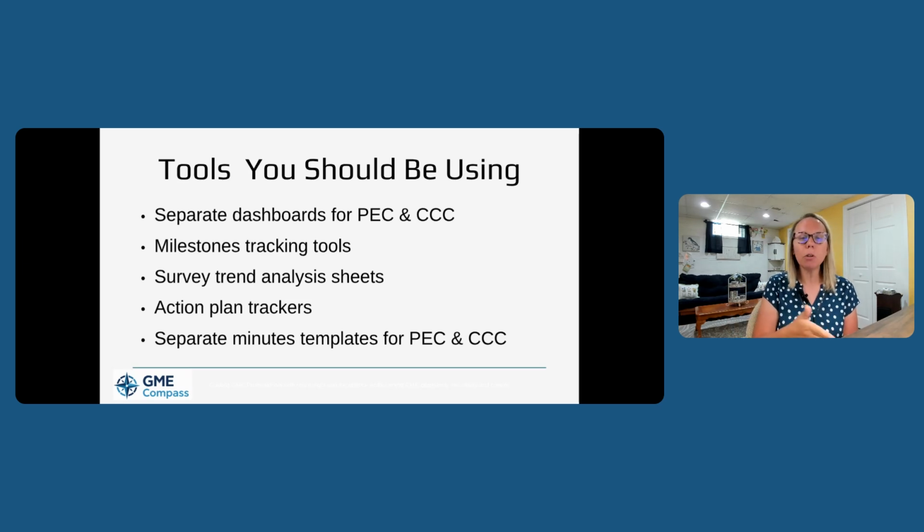And then similar but different for the PEC, we would have a very detailed minutes template. But then we also had different trackers, different dashboards, different red, yellow, and green systems that we could look at and use for the different metrics that we're analyzing.